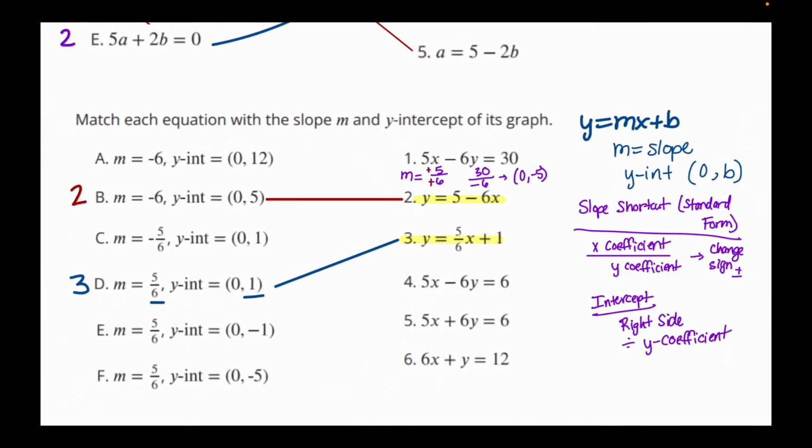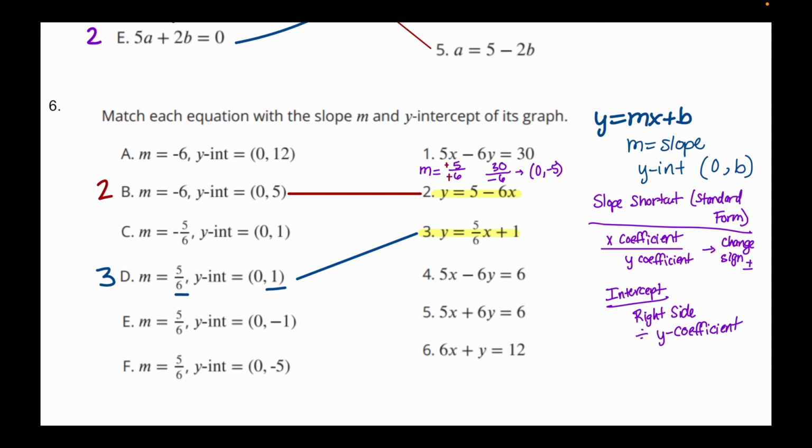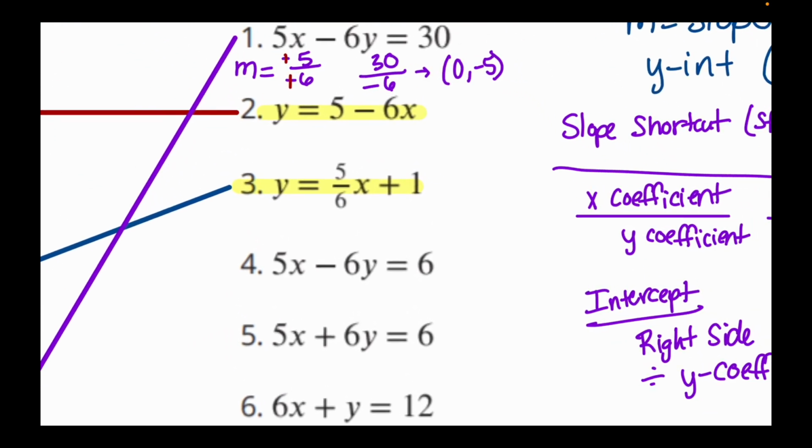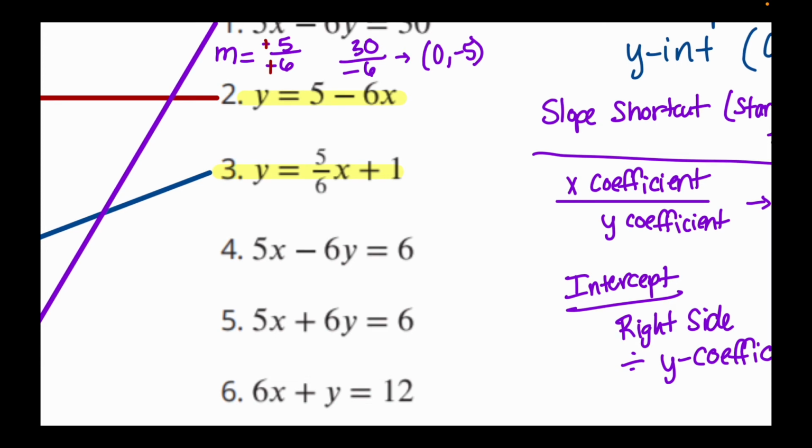That means, for number 1 here, I'm sorry, that was a really long-winded way of explaining it, but it'll make the rest faster. But number 1 here, 5 over 6, and then 0, negative 5, that's going to match up with f, which is down here at the bottom. And so f is going to match up with number 1. But that's going to make the rest of our work quicker.